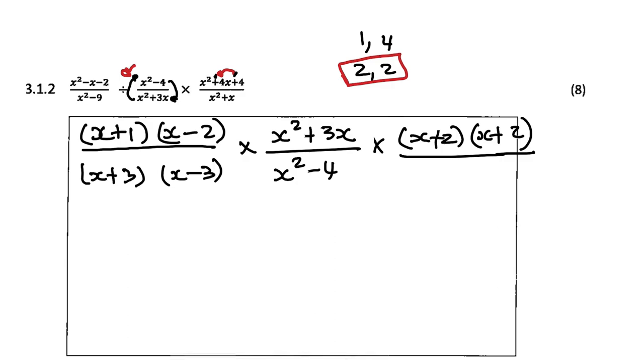At the bottom here, can we factorize? Yes, we can take out a common factor. So the common factor is x here. So this will just be what? x squared divided by x, that's going to be x. And then x divided by x is going to be positive 1.